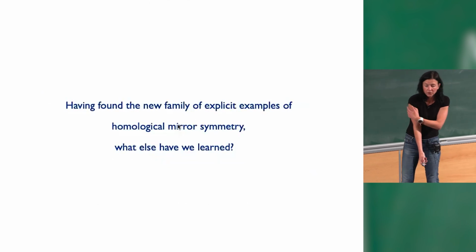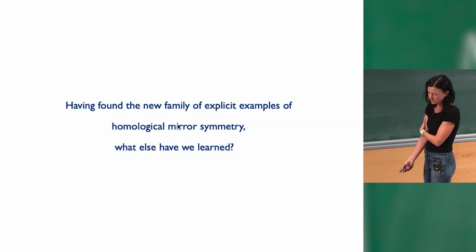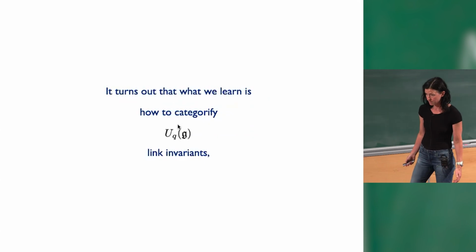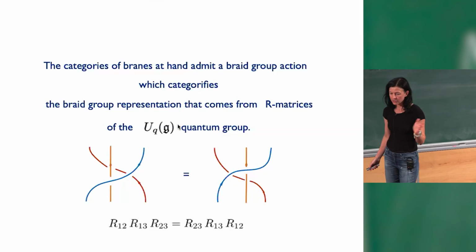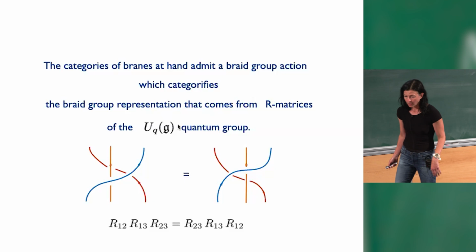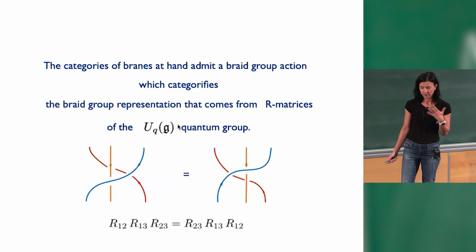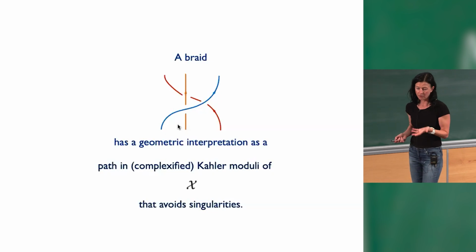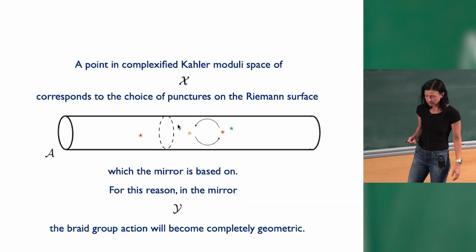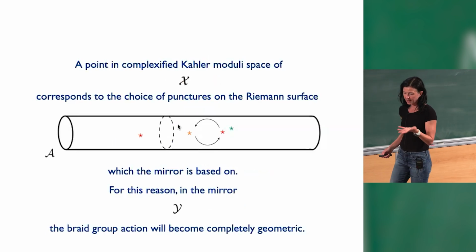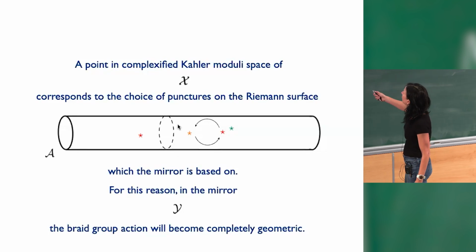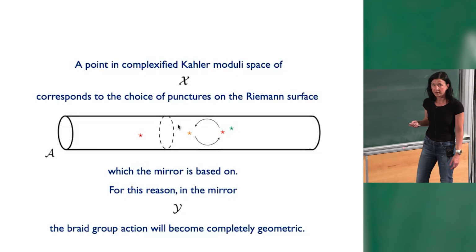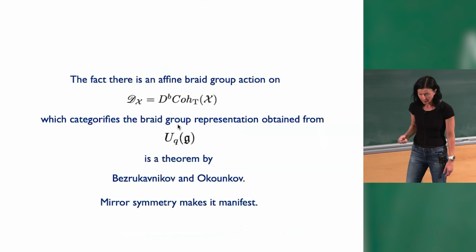So having found this new explicit family of examples of homological mirror symmetry, what else have we learned? Well, it turns out what you've learned is how to categorify quantum link invariants. The categories of branes on both sides admit a braid group action that comes from R matrices of the U_q quantum group. On the B side, a braid has a geometric interpretation as a path in the complexified Kähler moduli of X that avoids singularities. And in fact, a point in the complexified Kähler moduli corresponds to a choice of punctures on the Riemann surface which the mirror is based on. Because on the mirror you can see the positions of punctures explicitly, the braid group action will be manifest and completely geometric. And we'll come back to that.